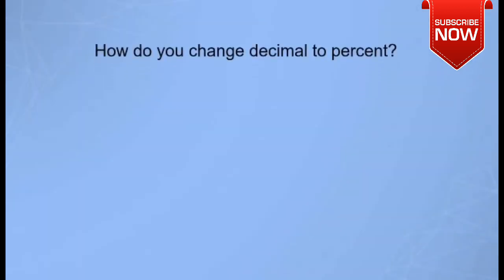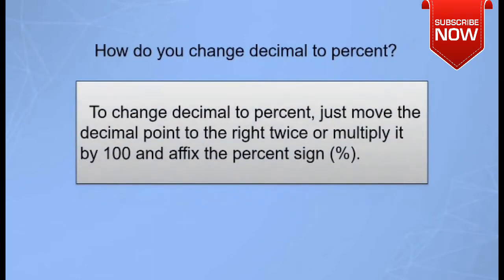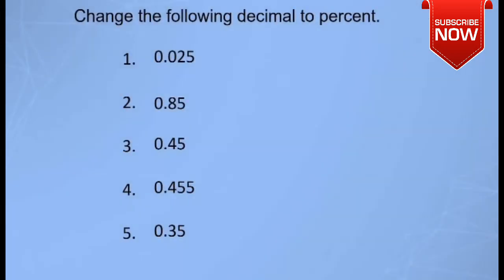Let us have a short review. How do you change decimal to percent? To change decimal to percent, just move the decimal point to the right twice, or multiply it by 100 and affix the percent sign. Change the following decimal to percent. Move the decimal point twice to the right.